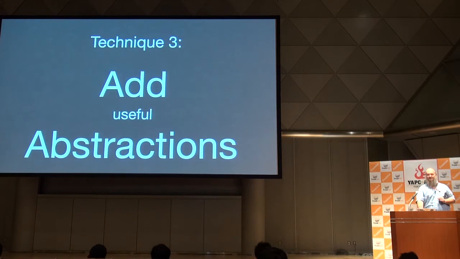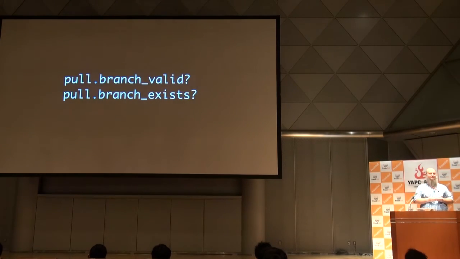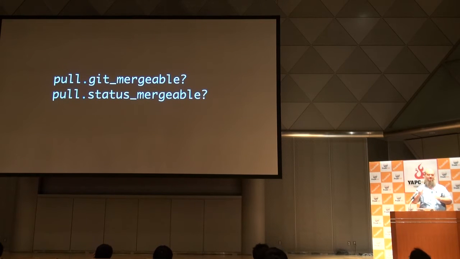The third thing that you'll do when you refactor is add useful layers of abstraction. Whenever you have code like this, this is from GitHub, this is pull requests, asking if the branch on a pull request is valid, asking if it exists. Whenever you have a bunch of something followed by an underscore like that, it's begging for an object to replace it. Instead of asking the pull request, is your branch valid, you can ask the pull request's branch, are you valid? The same works on the other side of the underscore.